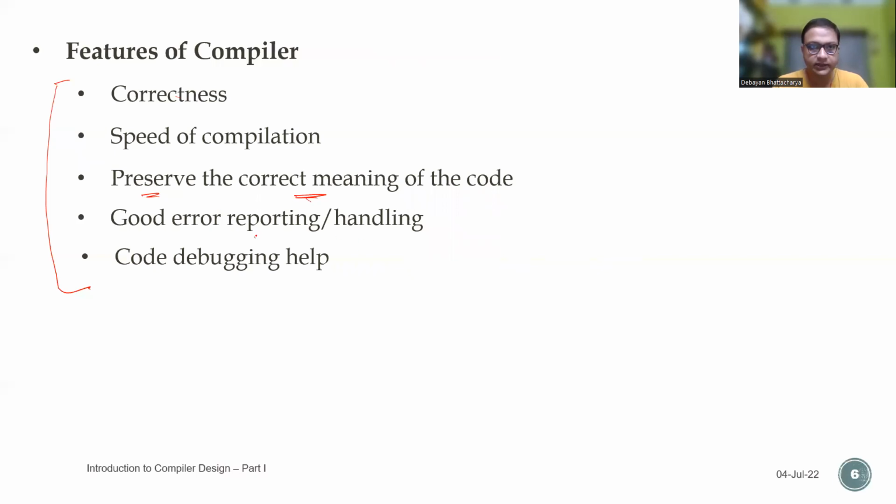During the time of conversion, if any kind of error happens, obviously the compiler is responsible to report or handle those errors so that the erroneous code can be corrected by the user. Okay, and obviously the code debugging help. So this is the set of features which must be included in any compiler software.